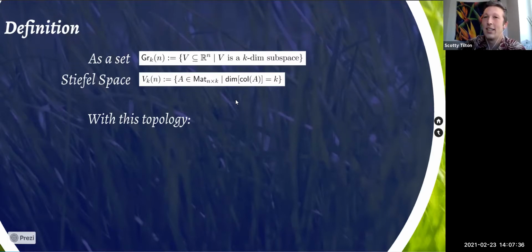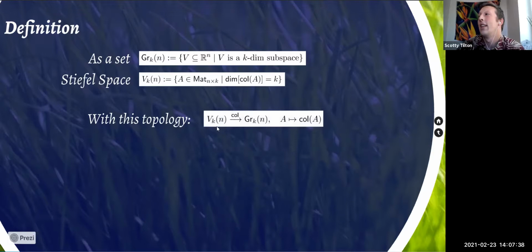So the nice thing is this map from the Stiefel space, where you take a matrix and you take its column space, which is a k-dimensional subvector space of R^n. If you take the Stiefel space and mod out by this, so that two matrices are the same if they have the same column space, you end up with the Grassmannian. And so we endow the Grassmannian with the quotient topology here. And this captures the stuff that we wanted.